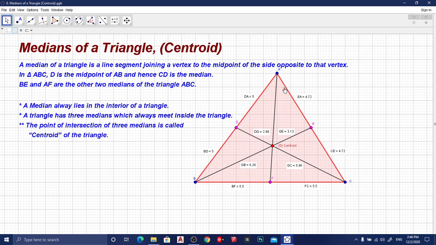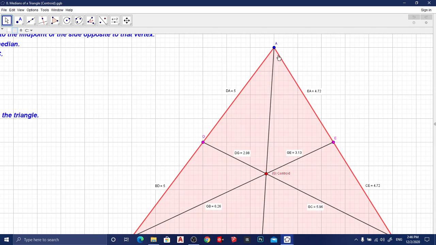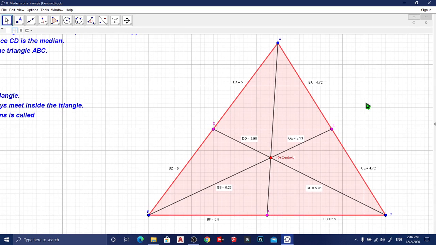So how many vertices are there in any triangle? Three vertices. If we take one of the vertices, say A here, what will be the opposite side of this vertex? This is the opposite side. If we take exactly the midpoint of this side BC, and join this midpoint of the opposite side with A, then this line is called the median of a triangle.